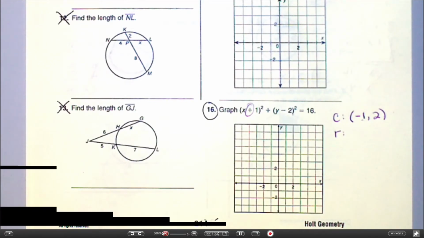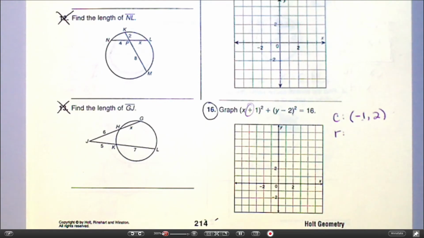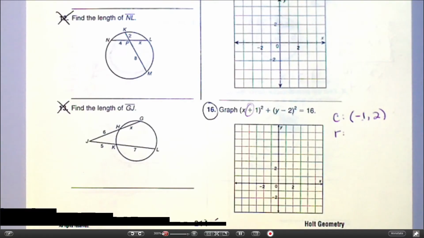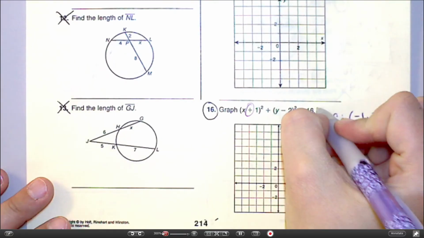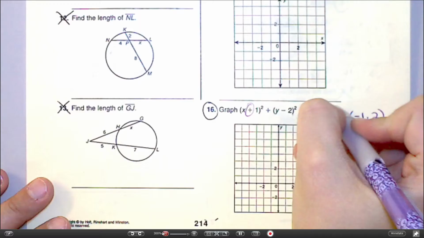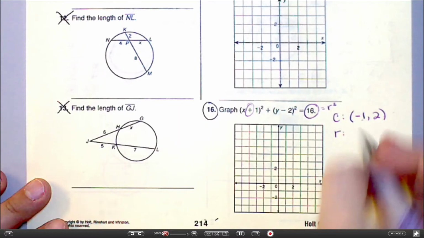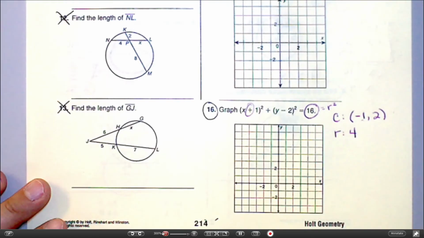What would my radius be here? Polina, what do you think the radius would be? 4. Yep, because 16 is equal to r squared, and then we would need to take a square root of it. So my radius is 4.